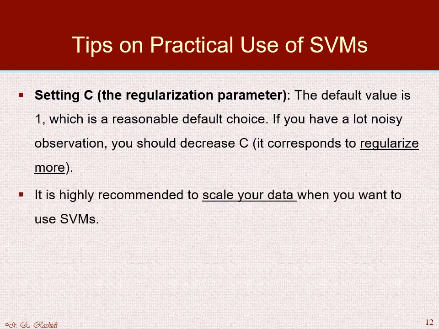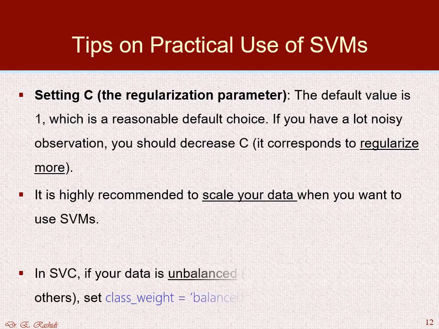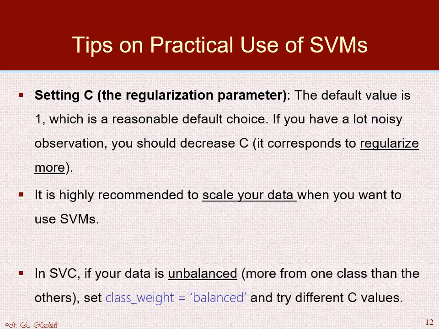It is highly recommended to scale your data. So normalize your data when you want to use SVM. In support vector classification, SVC, if your data is unbalanced, meaning that you have more data points or data samples from one class than you have from the other classes. So this is what it means to have unbalanced data. You can set the class underscore weight parameter to balanced, and then try different C values.